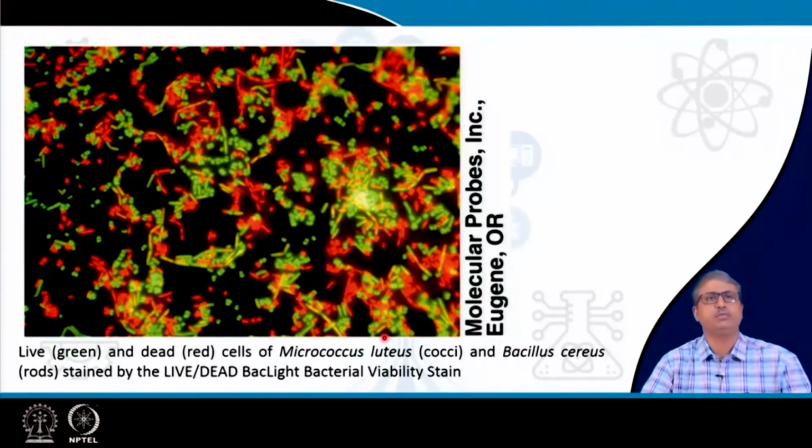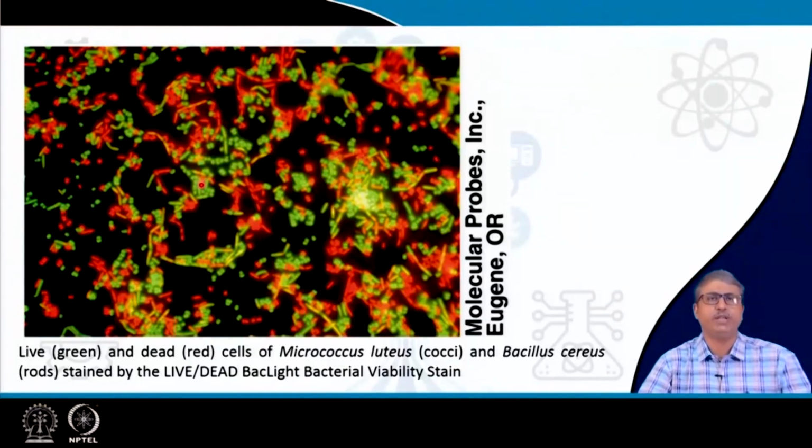So, here is the picture for live cells and the dead cells of two organisms, Micrococcus luteus, which are the cocci, and the Bacillus cereus, which are the rods. So, you can see there are rods and cocci both, and they are stained by this LIVE/DEAD BacLight bacterial viability stain. So, we can clearly distinguish that out of the total number of cells, how many cells are living and how many cells are dead.